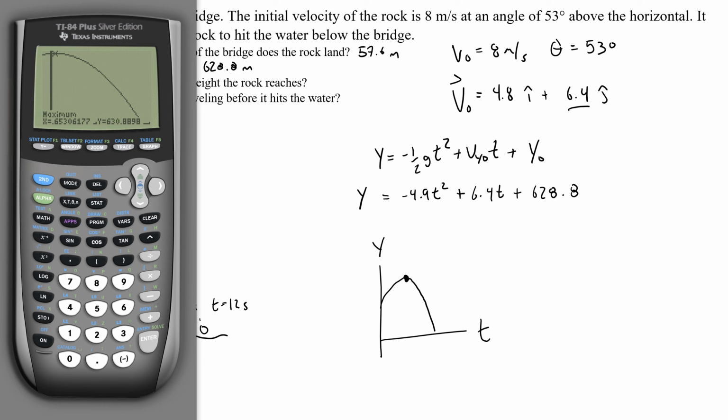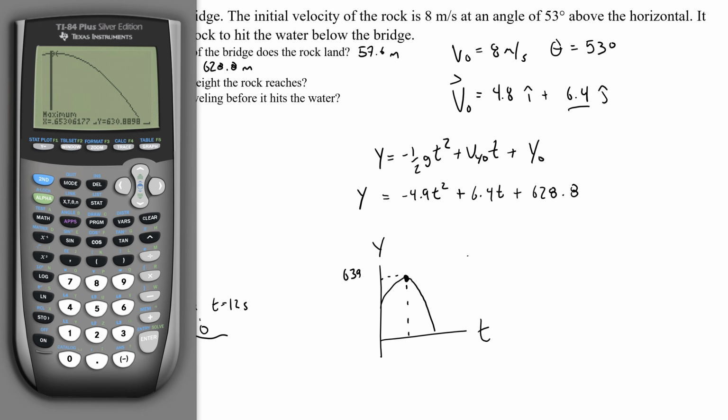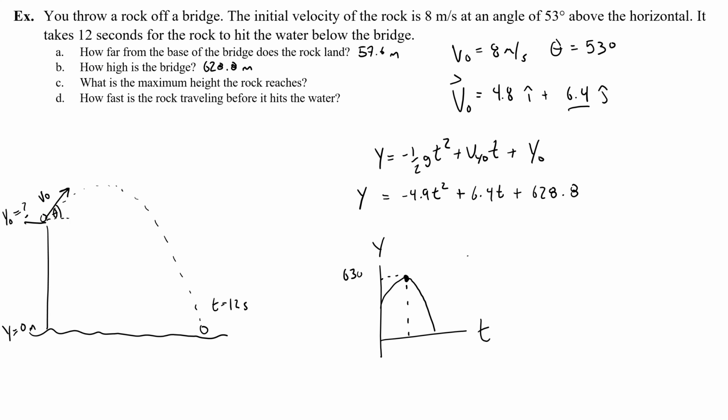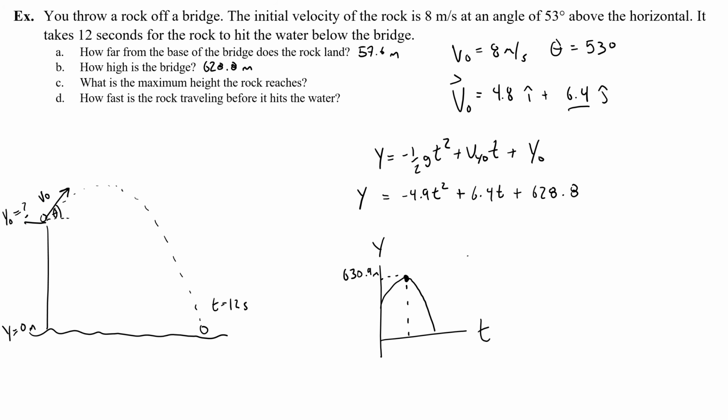630.8, so 630.9. So I would mark that here, 630. Wait, is that what it was? 630.9. And then I would mark the time at 0.65 seconds. Okay, great. So 630.9 meters. Great.